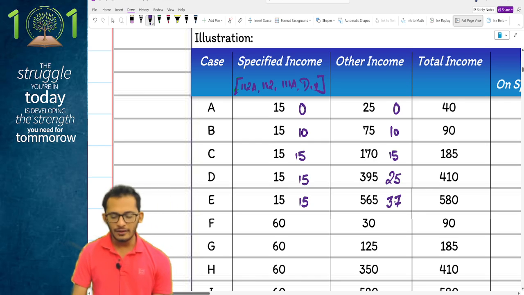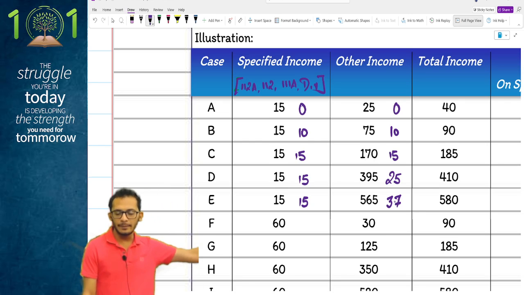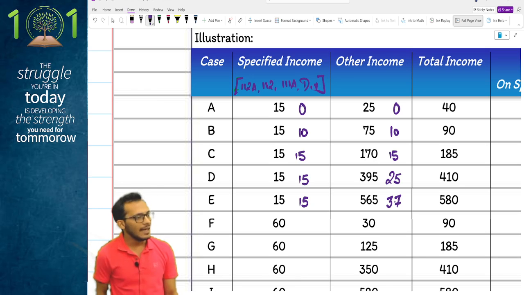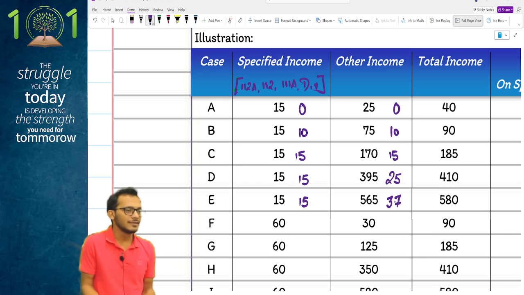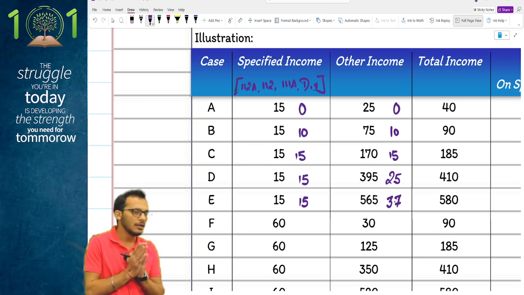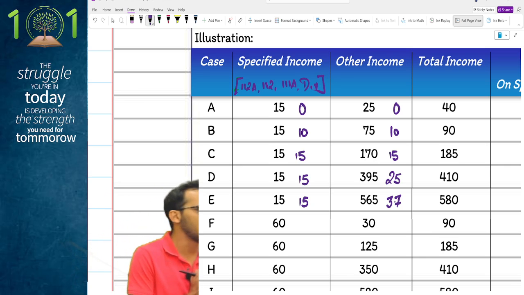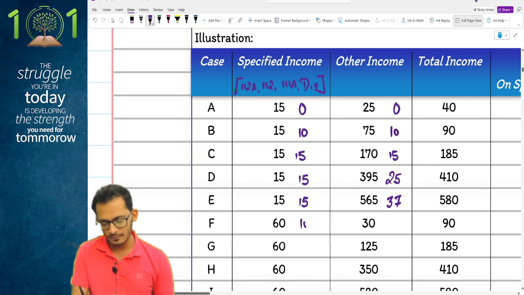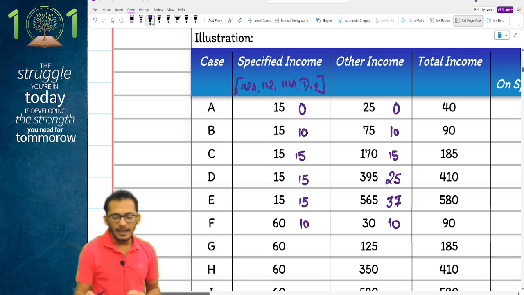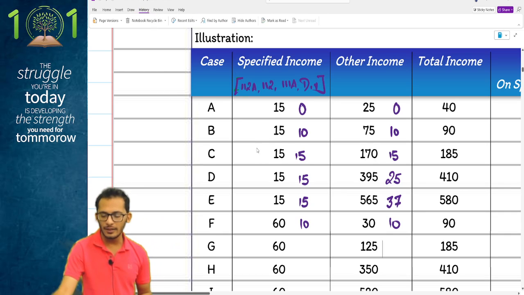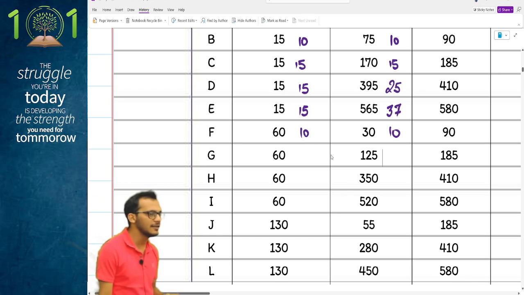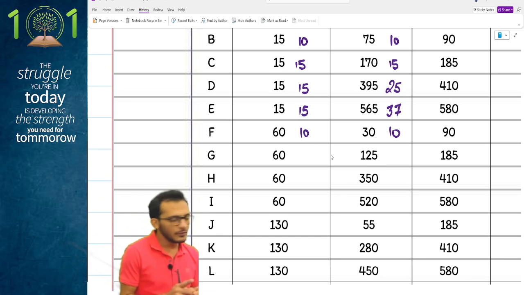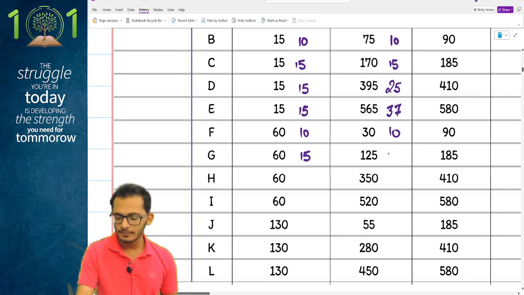Case scenario F. My special is 60, my other is 30, my total is 90 lakhs. Income is below 2 crores. Therefore, check together. If you're checking together, income is between 50 lakhs to 1 crore. Therefore, surcharge is 10% for both. G column. My special is 60, my other is 125, my total is 185, 1 crore 85. Split not required. Therefore, surcharge will become 15 for both.